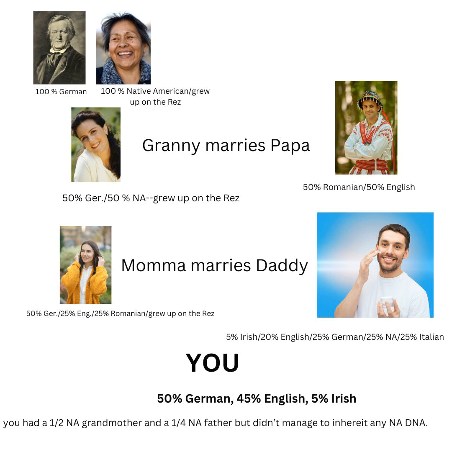So she marries Daddy. Daddy, your dad, pretend, is 50% Irish, 20% English, 25% German, 25% Native American, and 25% Italian. And then you're born. You get 50% of your mom's German DNA. And from both parents combined, you get 45% English. And then lo and behold, if you don't get dad's measly 5% Irish. So where's your Native American DNA?